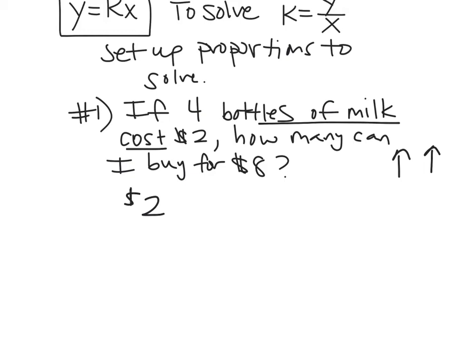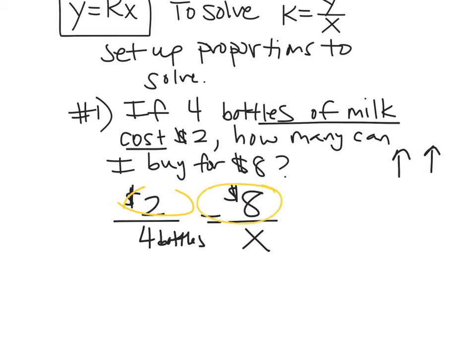$2 is to 4 bottles. I like to put the words or the cash money sign there. $2 per 4 bottles. $8 per x bottles. And did you notice that up top I put the money, and on the bottom I put the bottles, and it has to be that way. Whatever goes up top is the same for both proportions, for both fractions. Whatever's on the bottom is the same units also.